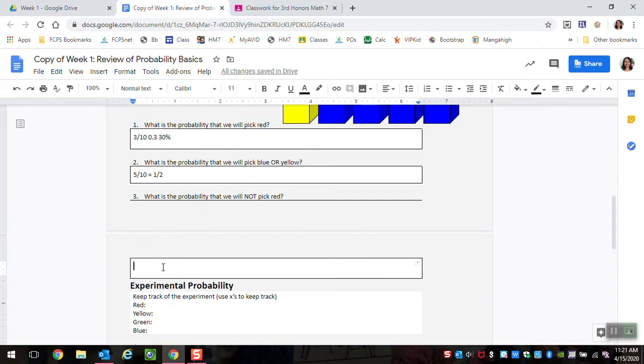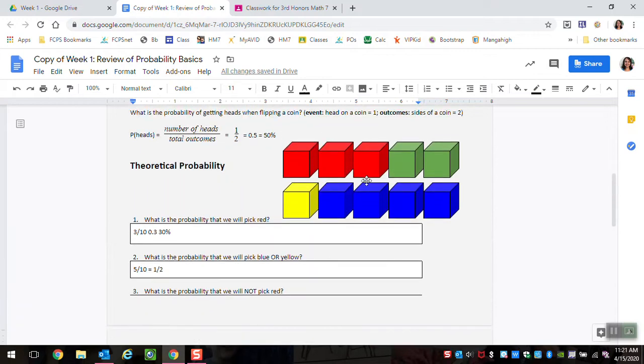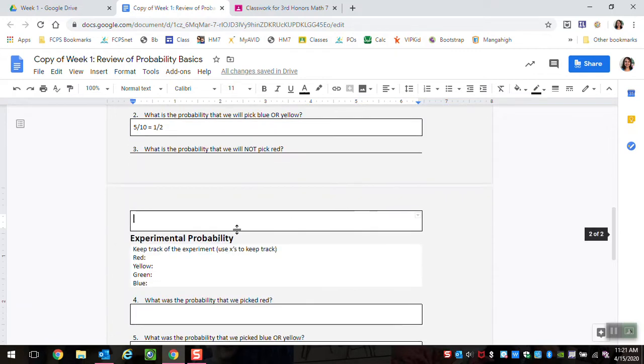Now, what is the probability that we will pick not red? So let's see, we have 4, 5, 6 that are not red. So that's 6 we want out of 10 that are possible, which simplifies. Help me out, Lorenzo. 3 out of 5. Thanks, Lorenzo. Great job.